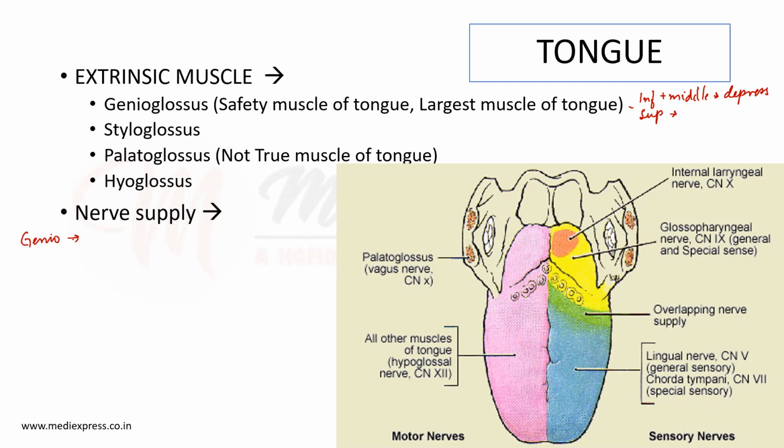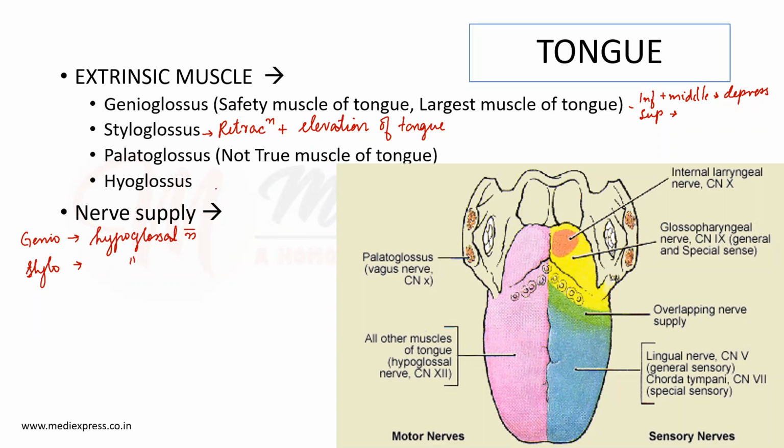The first one, genioglossus, is supplied by the hypoglossal nerve. Next one is the styloglossus. Let's see what styloglossus does. Styloglossus helps in the retraction and elevation of the tongue. Again, what is the nerve supply? It is by the hypoglossal nerve again.